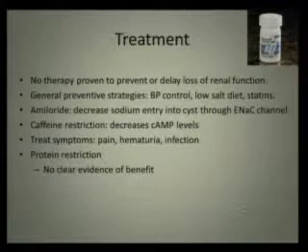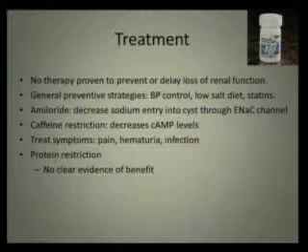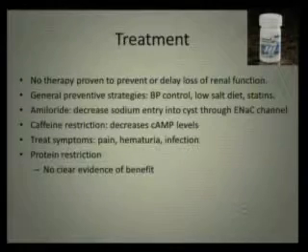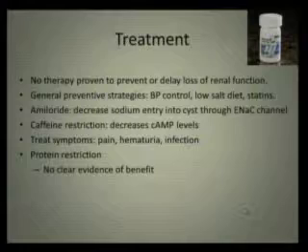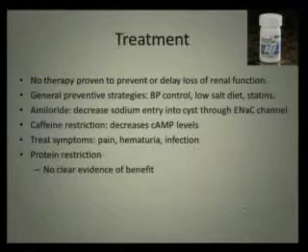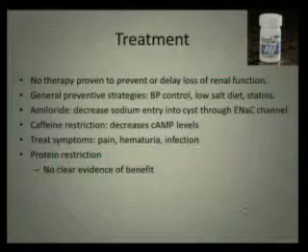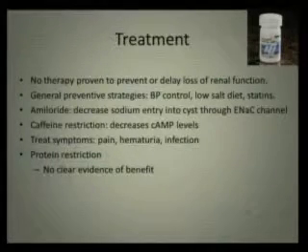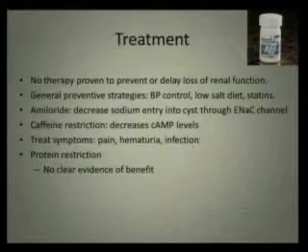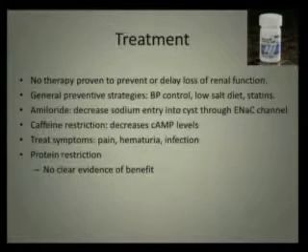So there's no proven therapy to prevent or delay the loss of renal function. There are general preventive strategies: blood pressure control, low-salt diet, statins. Amiloride has been postulated to decrease the sodium entry into the cyst by blocking the ENaC channel. Caffeine restriction theoretically could have a beneficial effect because it'll decrease cAMP levels. And you want to treat the symptoms like pain, hematuria, infection, and protein restriction has been proposed, but there's no clear evidence of a benefit of it.